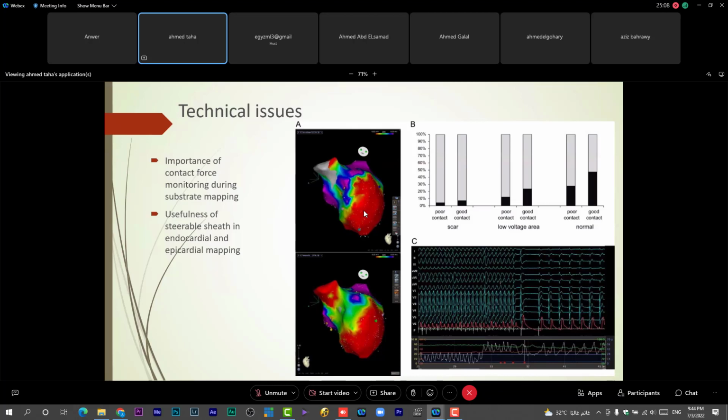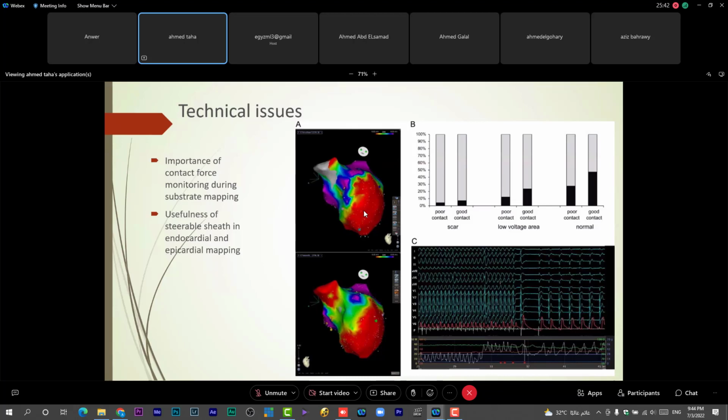So to identify that, as a tip and trick, as I said, you have scar area, low voltage area, and normal tissue. Whether you are in poor contact or good contact, you will find the scar didn't change much. But in the low voltage area, with poor contact the potentials are low, and with good contact you will find better signals. In normal tissue, this commonly happens: you get bad, fractionated-looking potentials with poor contact, and with good contact the potential becomes very good in this area.